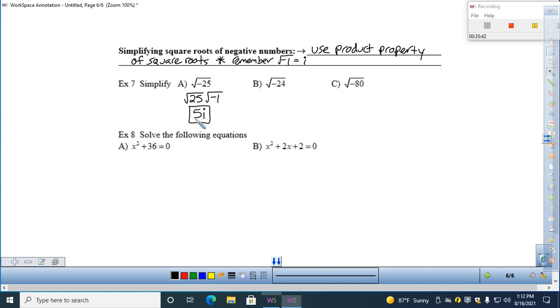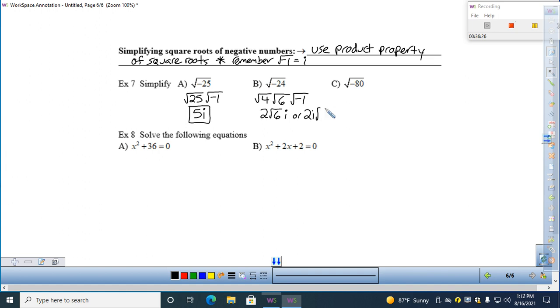All right, letter B. Now, you just have to know your perfect squares. There are probably some other ways to pull this off, but I think of the perfect square that goes into 24, which happens to be 4, and it's 4 times 6. Using the product property, the only difference between what you did in geometry and what I'm doing right now is, because it's the square root of a negative, I'm including the negative 1 as a factor and keeping it under the root as well. And so I get 2 square root of 6 times i. Now if you left it like that, that's totally fine.